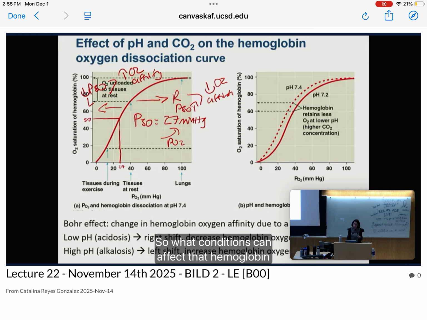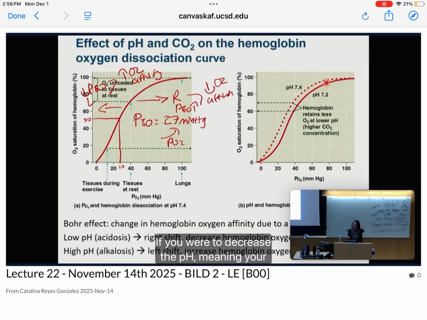So what conditions can affect that hemoglobin oxygen affinity, can cause that right or left shift, is going to be things like pH. So here in this graph, I'm showing you the solid line hemoglobin curve and the dashed line hemoglobin curve. So the dashed line is a pH of 7.4, which is normal arterial blood pH. So your blood, if you don't have any pathology right now, it's 7.4. We're slightly alkalotic. And at that pH, you're going to have this hemoglobin curve.